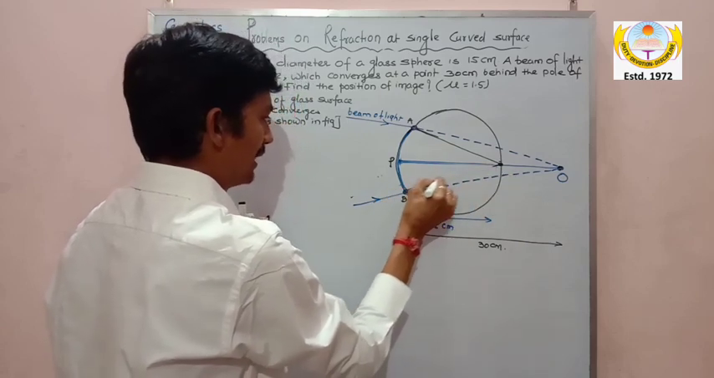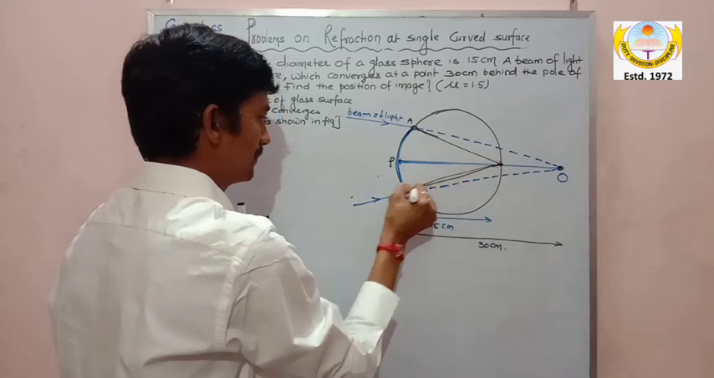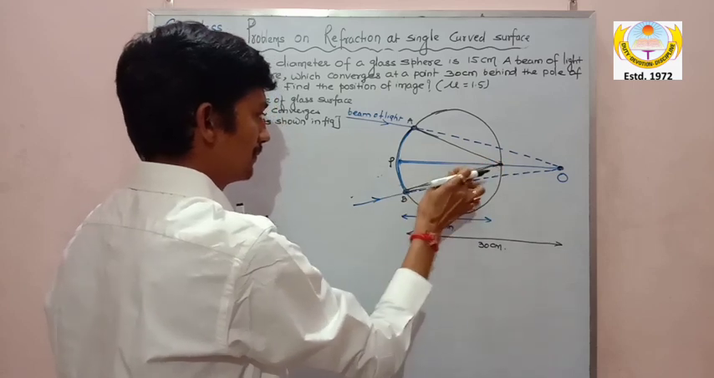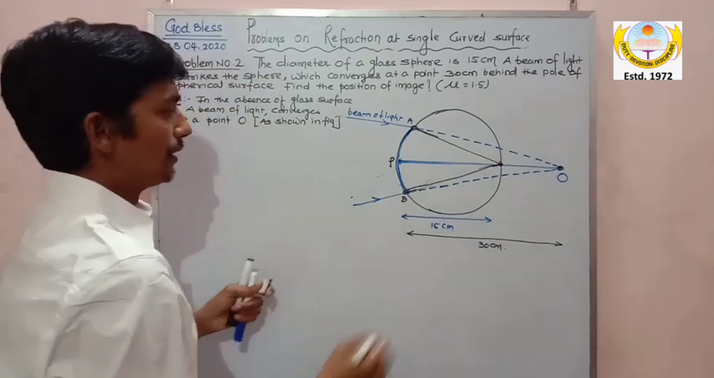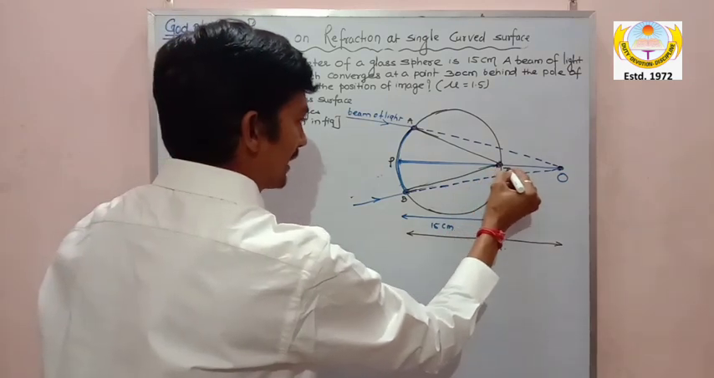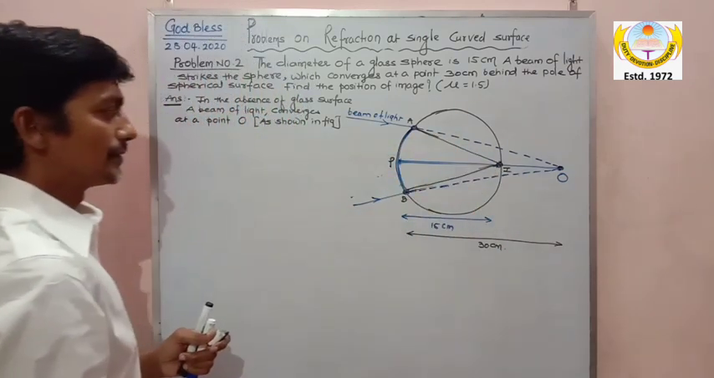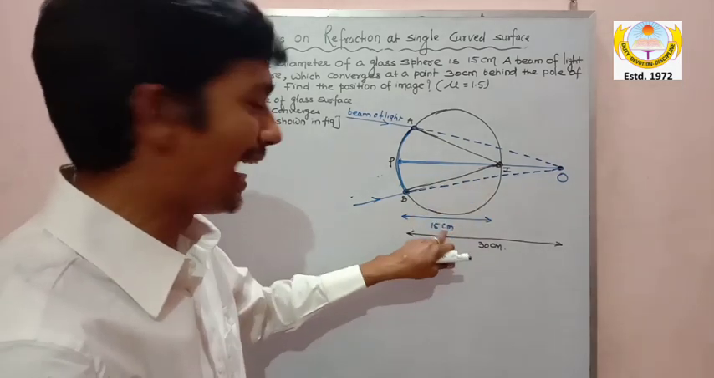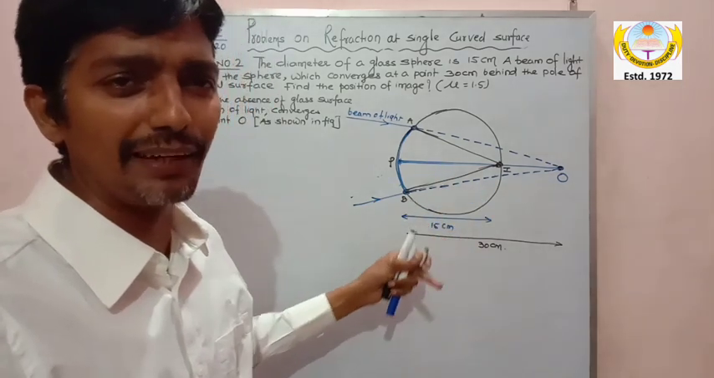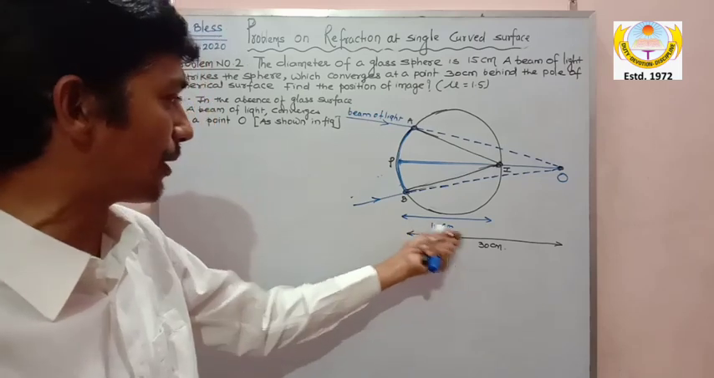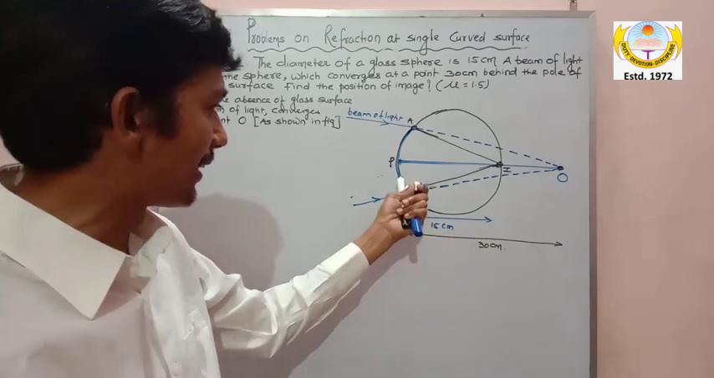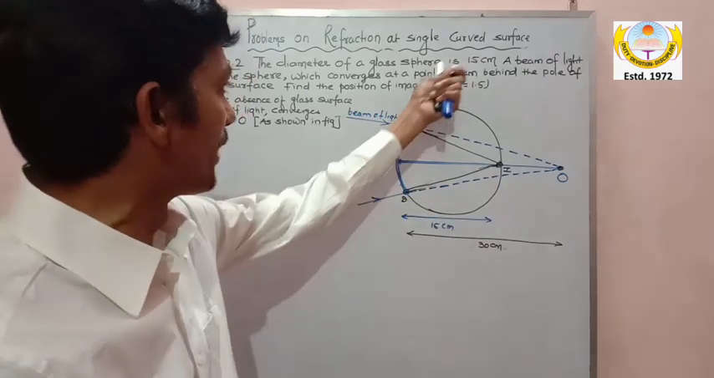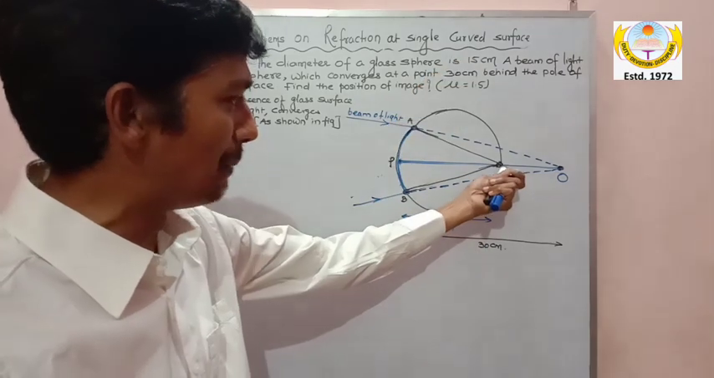Here you can see the image, my dear. So now you can see the image, here it is, I. I think the image is at 15 centimeter, but we will see whether it is really 15 centimeter, because the diameter is 15 centimeter for this sphere and I am getting the image here.